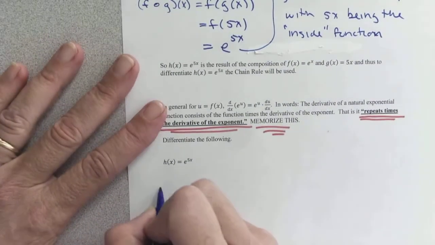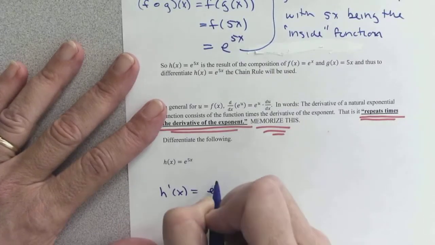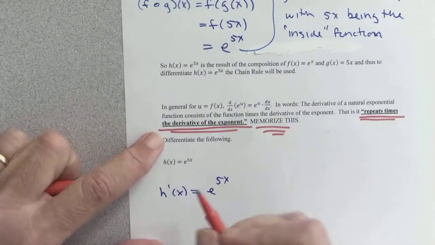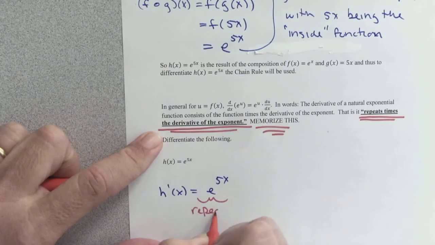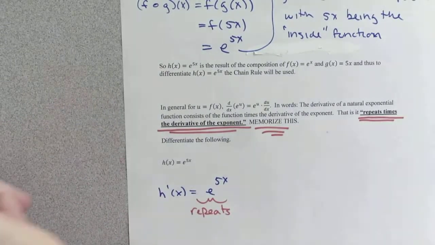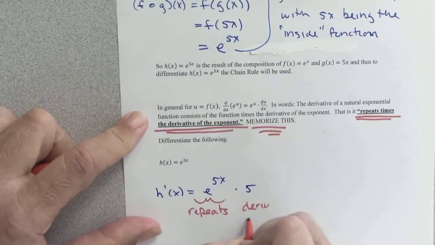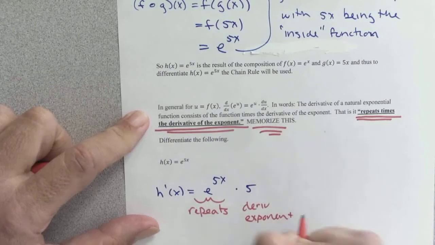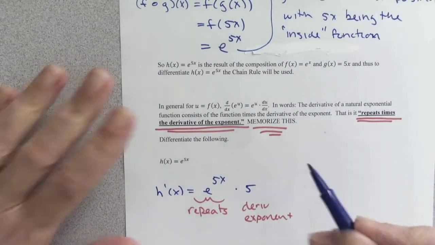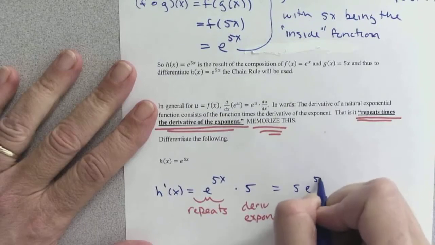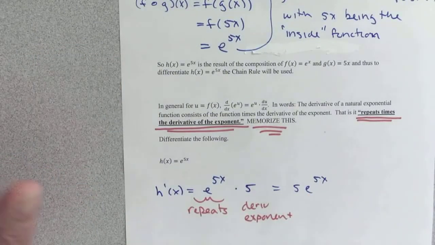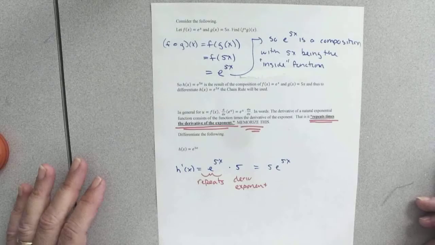So doing this guy, go for the words. They're the easiest. Repeats. Derivative of the exponent. And so 5e to the 5x. Repeats, derivative of the exponent. We'll do it every time. There we go. Next one.